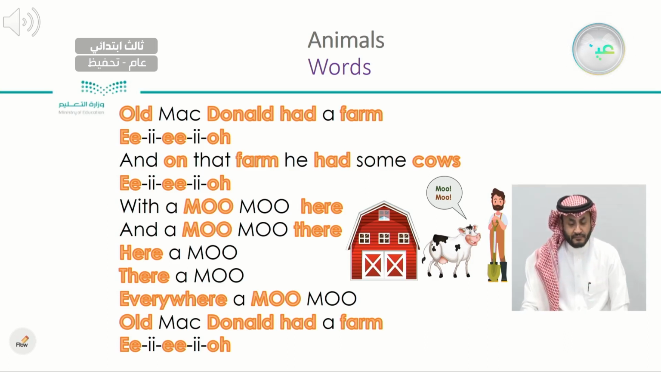Old MacDonald had a farm, E-I-E-I-O. And on the farm he had some cows, E-I-E-I-O. With a moo moo here and a moo moo there, here a moo, there a moo, everywhere a moo moo. Old MacDonald had a farm, E-I-E-I-O.